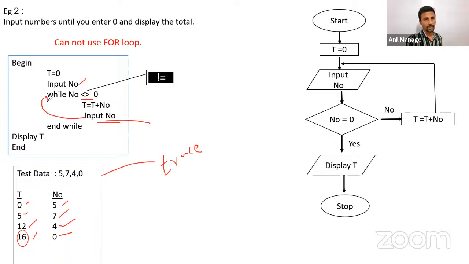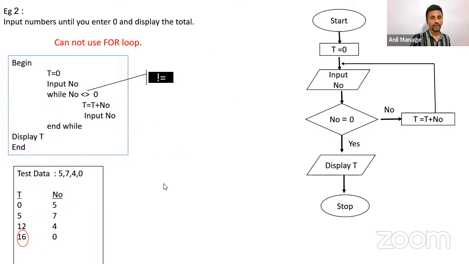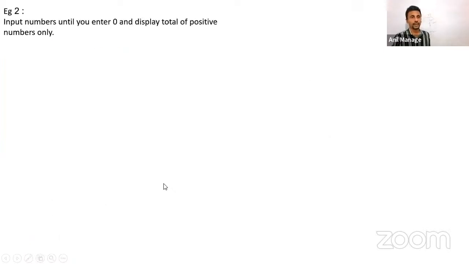Then check whether number is not equal to 0. False. Your condition is false. It will exit and you will display the t. When it displays t at the end, what is the value? The cumulative value is 16. So your answer is 16. So that is how it is working, right? Okay, that is called a trace table.